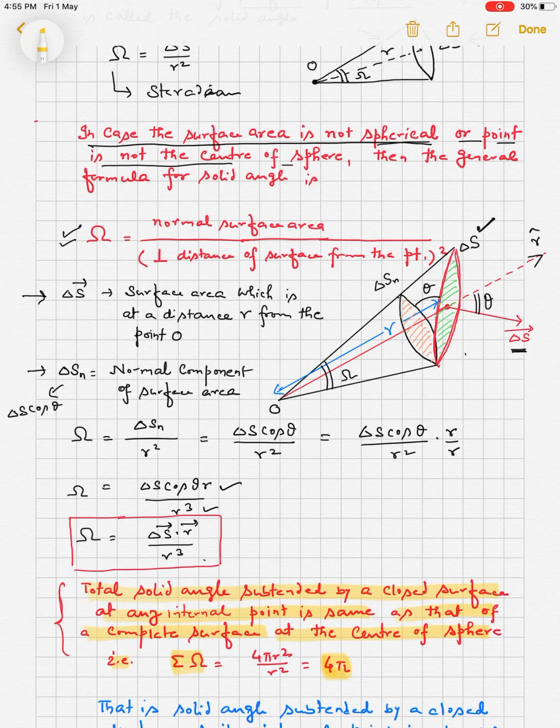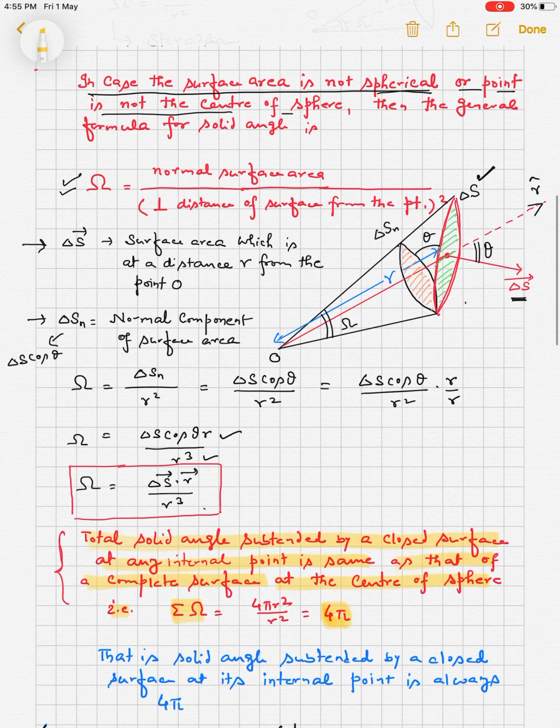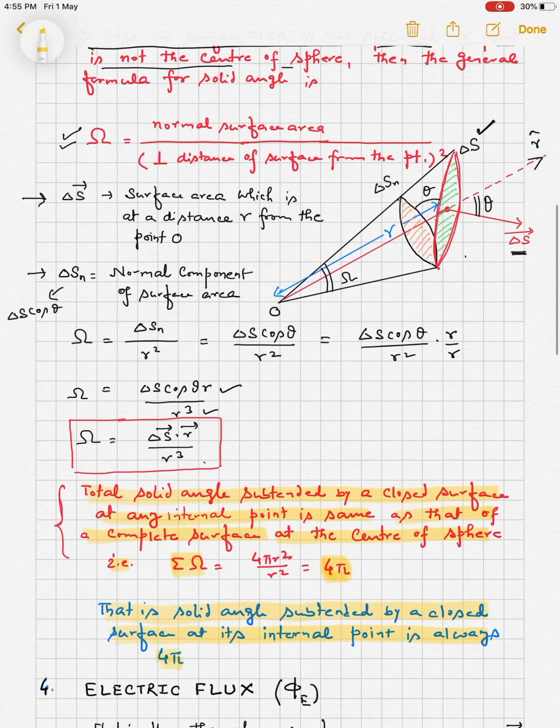and r square is the distance. So the solid angle subtended by a closed surface at its internal point is always 4 pi. This is a very important concept: the solid angle subtended by a closed surface at any internal point is always 4 pi.